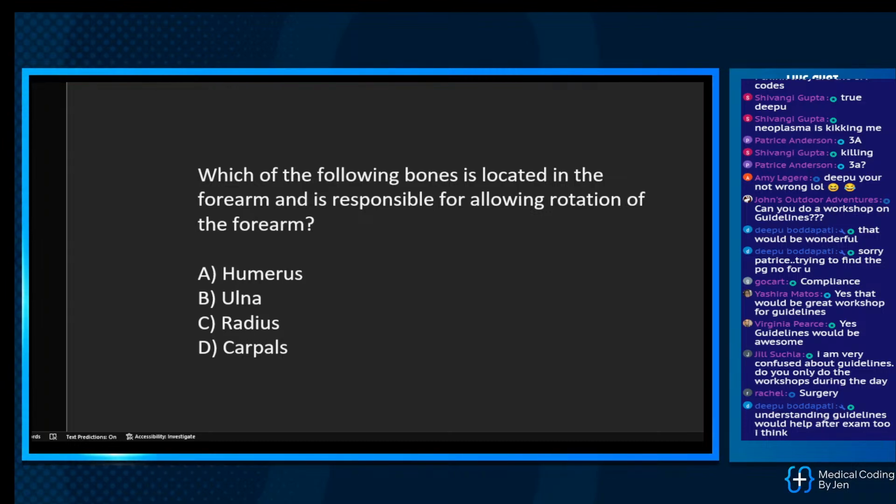Which of the following bones is located in the forearm and is responsible for rotation of the forearm? Humerus, ulna, radius, or is it your carpals? What do you think?